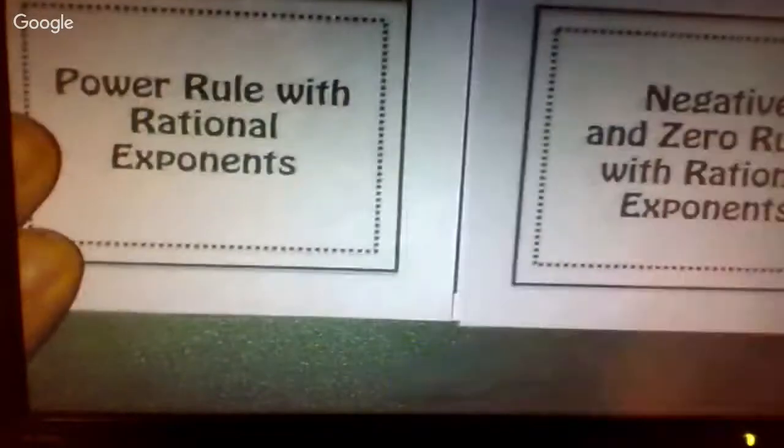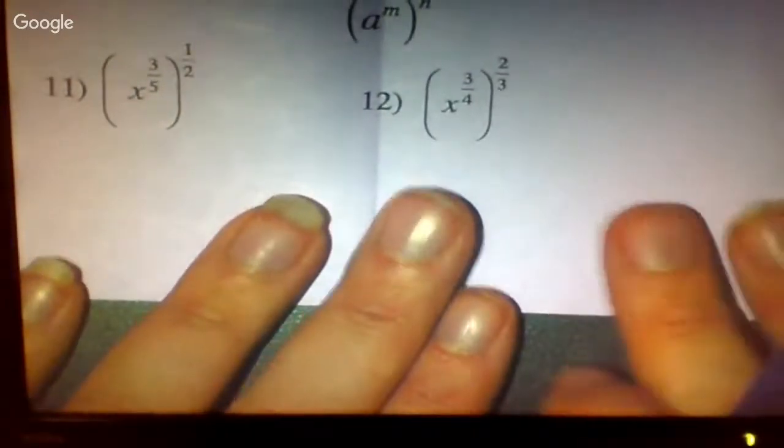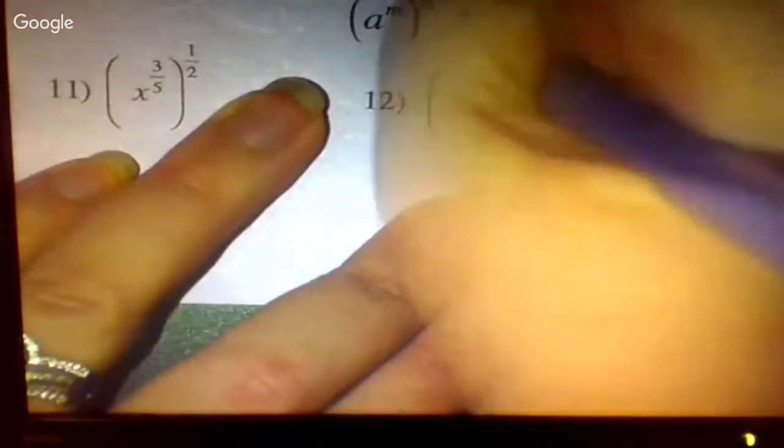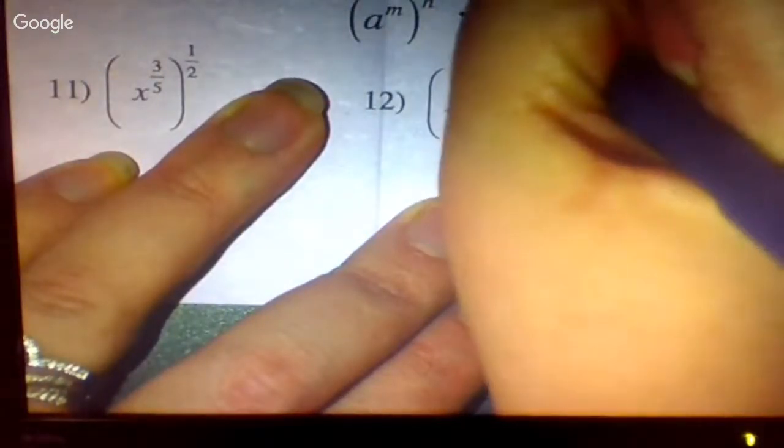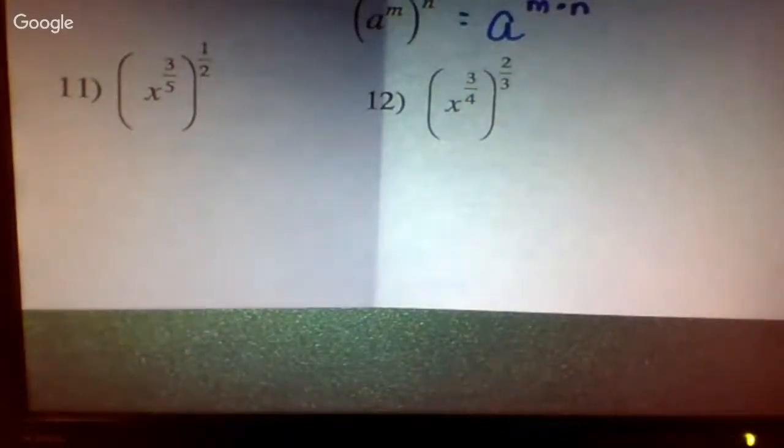Two more review rules. The power rule with rational exponents. Okay, your power rule. When you have an exponent on the inside of the parentheses and a power on the outside, it's A raised to the M times N. So whenever we do the power rule, we multiply your exponents.